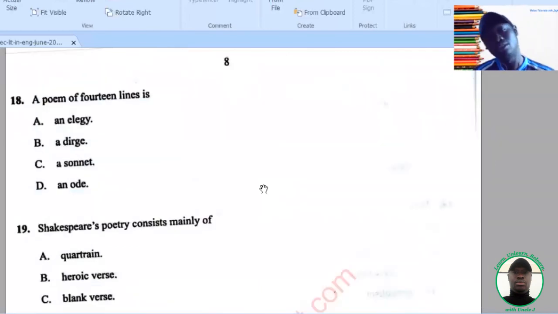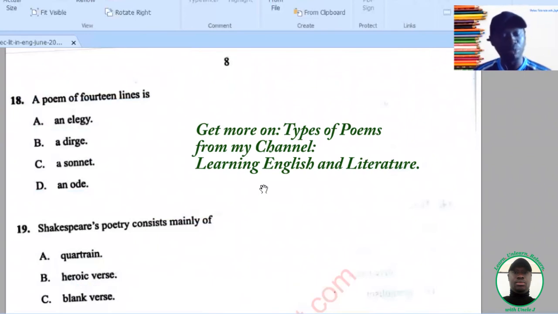Question 18. A poem of 14 lines is an elegy, no; a dirge, no; a sonnet, yes; an ode, no. A sonnet is a poem of 14 lines. There are two types of sonnet. We have the English or Shakespearean sonnet, and we have the Italian or Petrarchan sonnet.